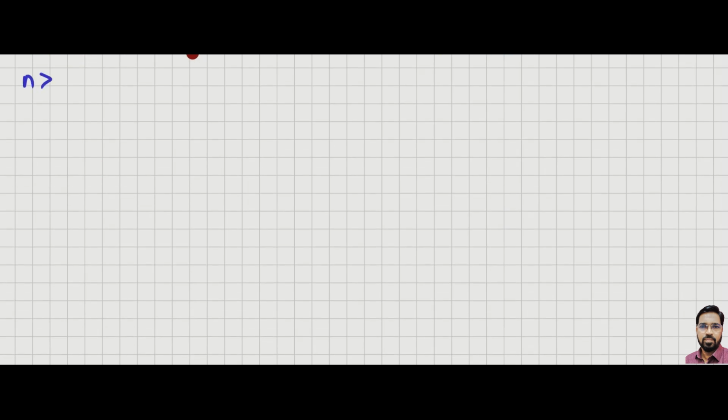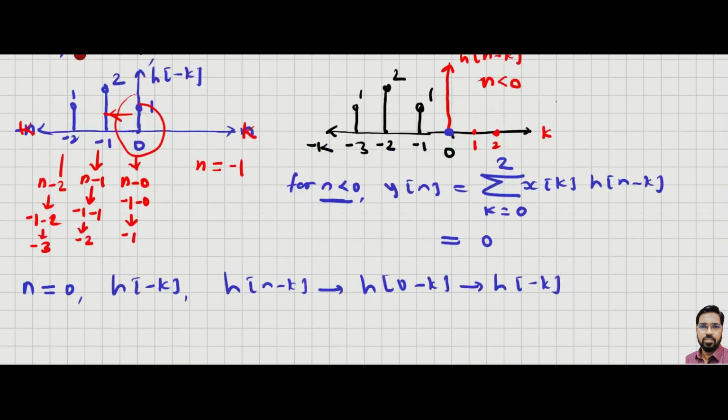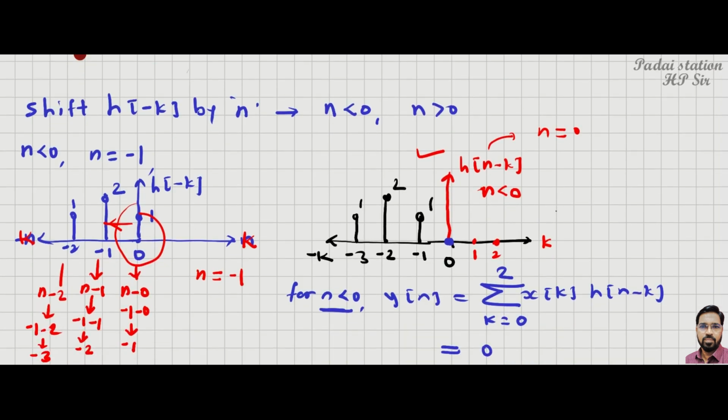Okay. n greater than or equal to 0. First case, we have to find n equal to 0. So n equal to 0, what will we get? We'll get h of minus k. We have h of n minus k, and if you put 0, it is 0 minus k, which is nothing but h of minus k. Already we have h of minus k here.